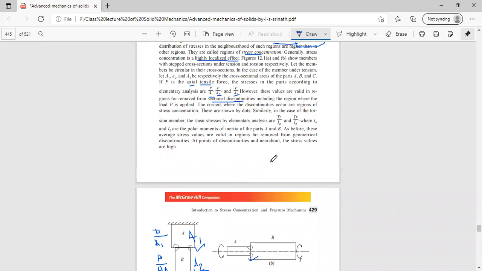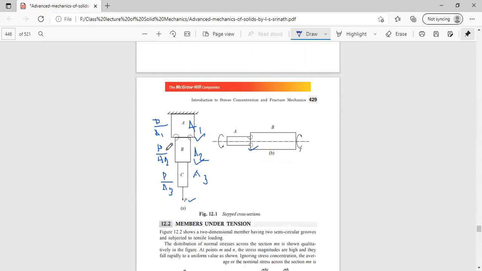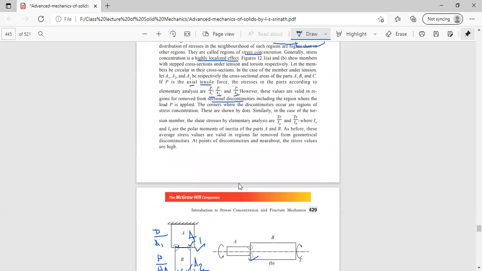Next. But the corners where the discontinuity occurs are regions of stress concentration itself. Although P by A2 and P by A3 are valid for the full portion of the shaft, the corners here are the main areas of stress concentration itself, because from there the cross-section area is abruptly changing. They are shown here in dots.